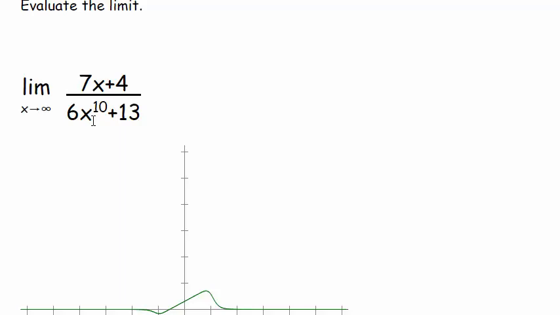I'm going to write this one down. We got 7x plus 4 over 6x to the 10th plus 13. Get that written down. Okay, so let's go over to the whiteboard. We got that written down, and then we'll come back to the graph.